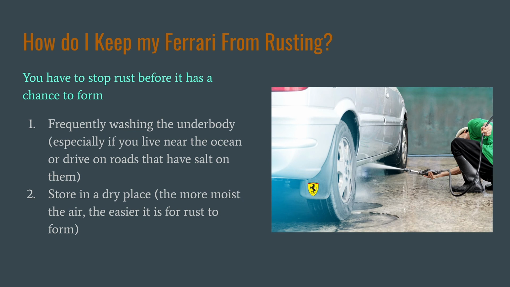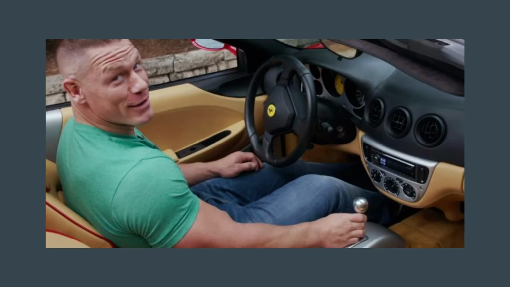The way to prevent rust, simply wash it, take care of it, wash the underside, and make sure the salt doesn't have time to build up and corrode away that metal, or the iron and iron alloy. Frequent washing underneath, make sure the salt is off, and storing in a drier place to make sure that you prevent as much humidity exposure as possible. And now that you know all this, you can buy your next Ferrari with confidence.